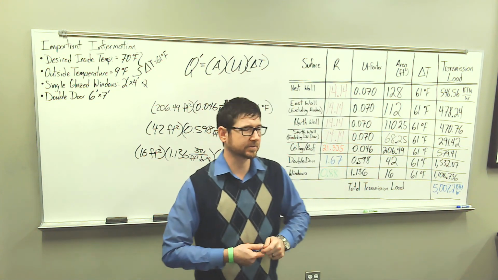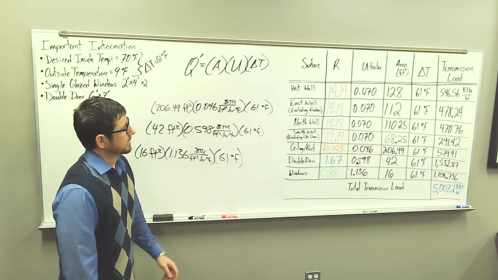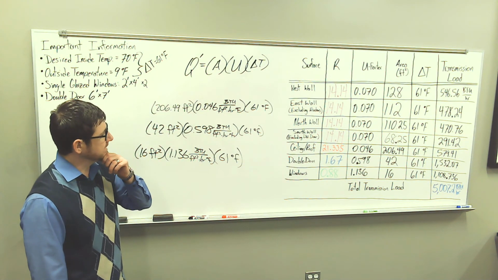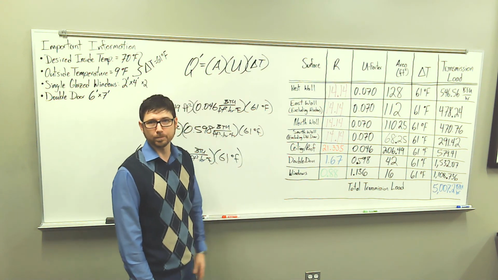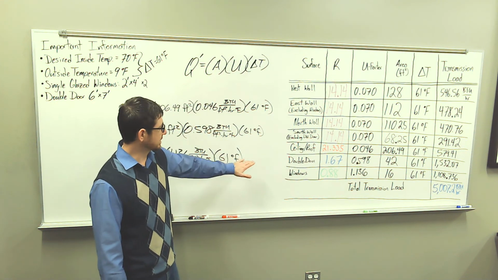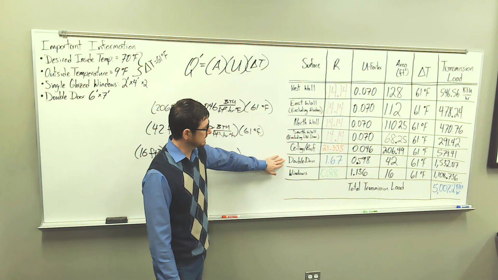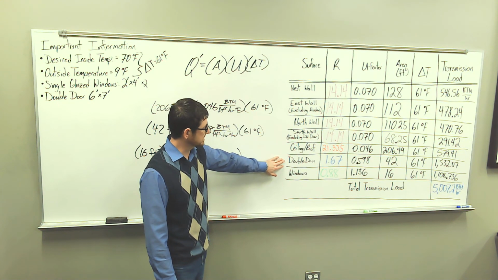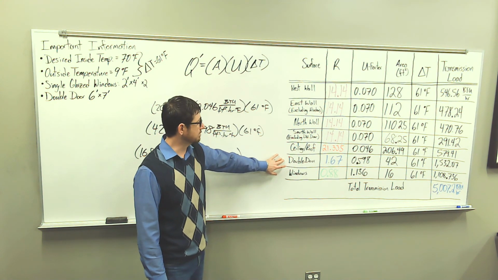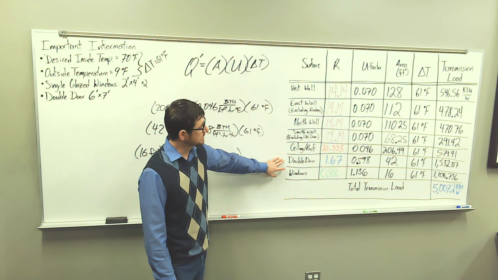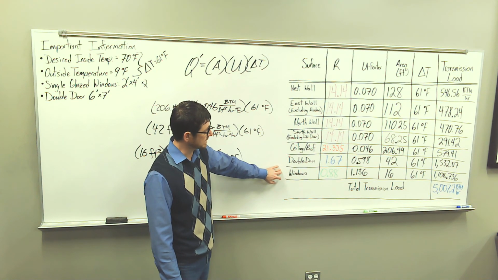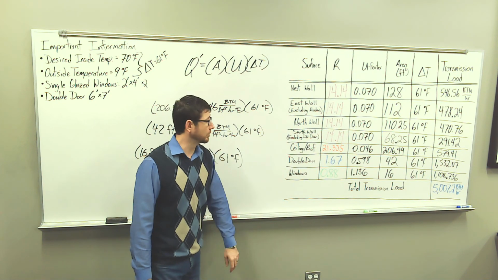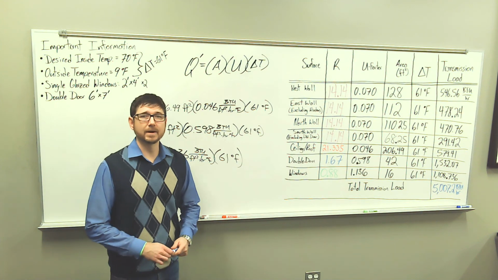Okay, so looking at our table here, it looks like the double doors are our culprit. The double doors are definitely causing us to lose the most amount of heat, the most amount of energy. And then it looks like it's the windows, okay?